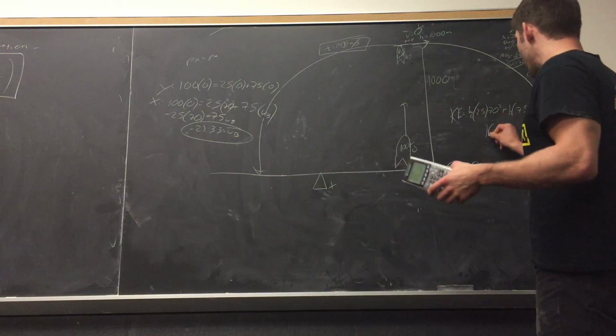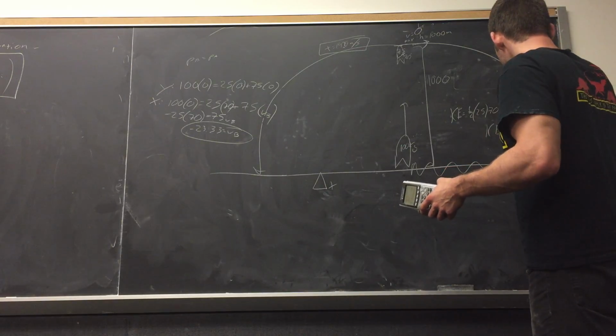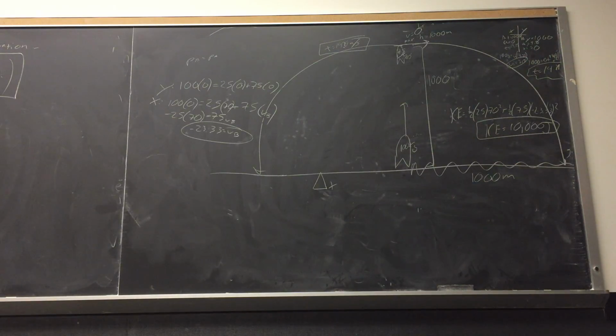So whatever this kinetic energy is, I don't know what the math is, let's say it's 10,000 joules. Where did that 10,000 joules come from? It came from the explosion. That was the energy added to the system due to the chemical energy and the explosive material inside of the rocket.